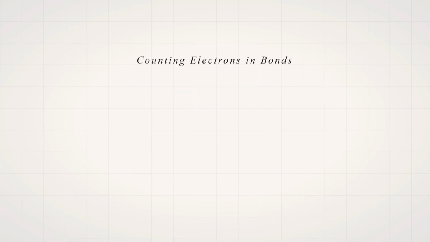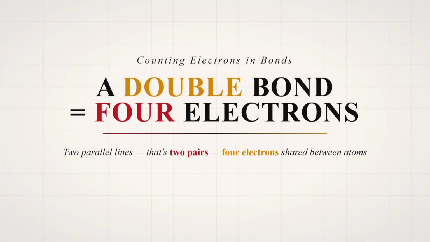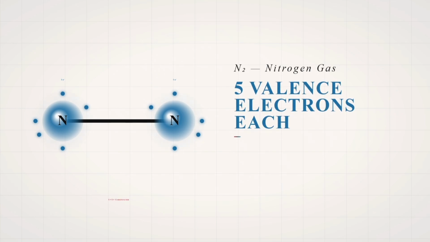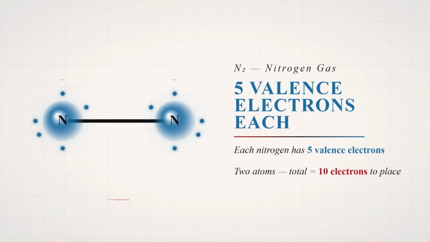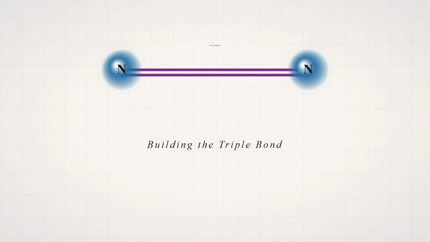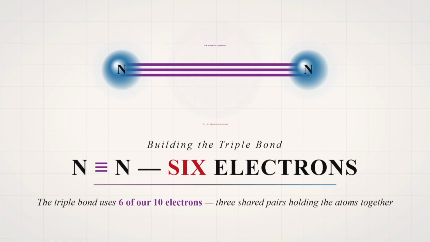A double bond, shown as 2 parallel lines, counts as 4 electrons. A triple bond, shown as 3 lines, is 6. Some molecules, like N2, nitrogen gas, have a triple bond. Each nitrogen has 5 valence electrons. Total equals 10. After the triple bond, 6 electrons, each nitrogen gets 1 lone pair, 2 electrons.